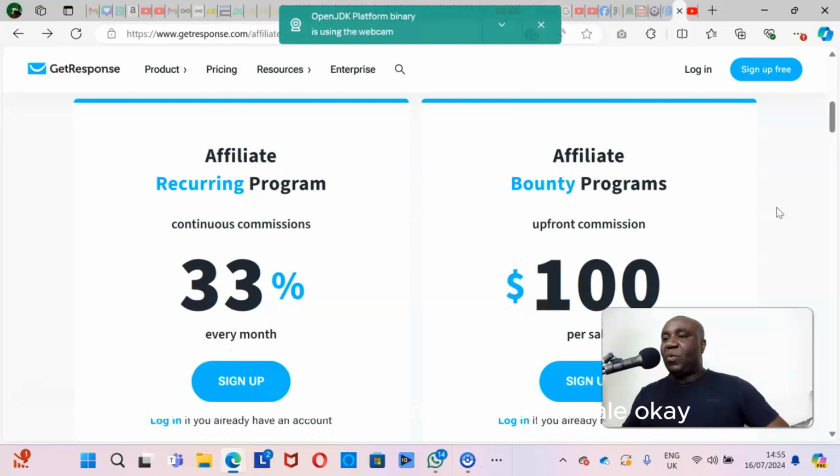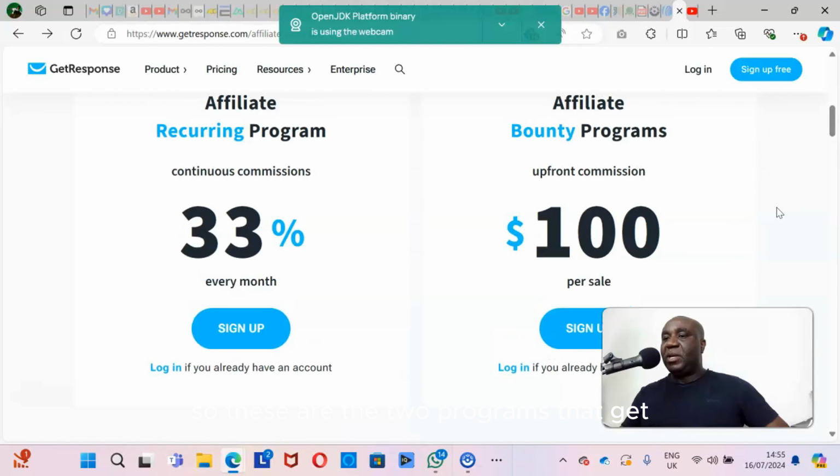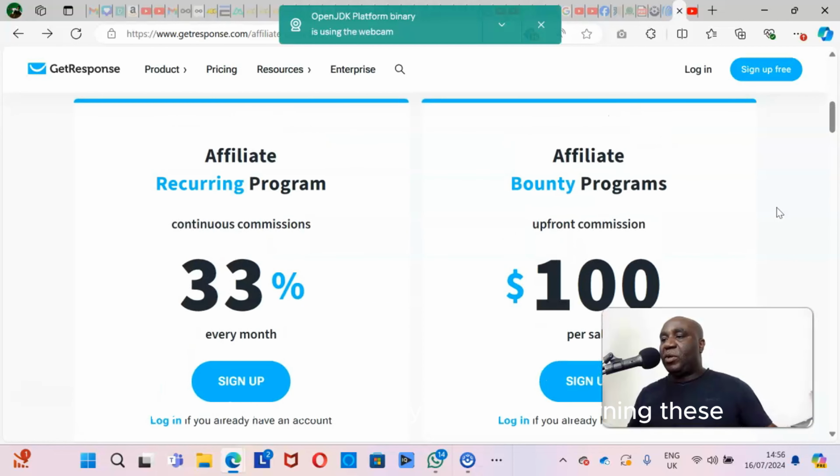And the second one is $100 per sale. This is an upfront commission, called the bounty program. So these are the two affiliate programs that Getresponse has. What would be my opinion concerning these two programs? I would recommend, if you want to make money in the long term, you should go for the 33%. But if you want instant money right now, then you go for the $100.